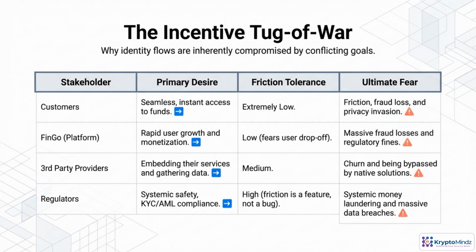Another way to see this is as a constant tug-of-war between four groups. Customers want instant access to money and hate any friction, yet they dread fraud or feeling spied on. The platform wants fast growth and smooth UX, but fears catastrophic fraud losses and fines. Third-party providers want deep integration and rich data, but worry about being cut out. Regulators actually want friction where risk is high, because their nightmare is systemic money laundering and large-scale breaches.